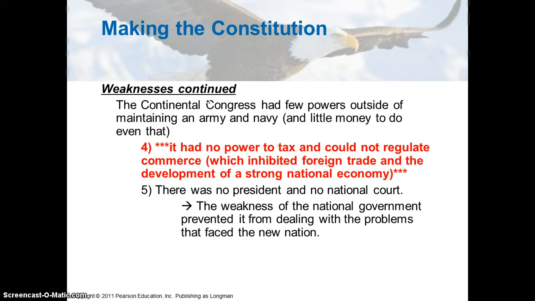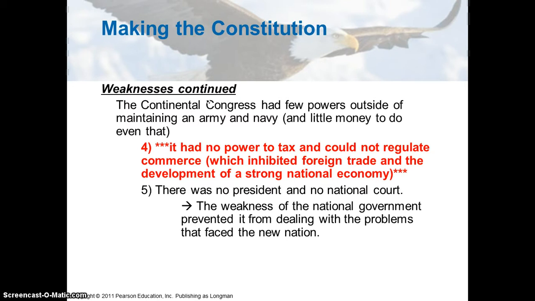Moving forward, other weaknesses. The Continental Congress is the name of the central legislative body under the Articles of Confederation. And a huge weakness, you can see at number 4 highlighted in red, is that they have no power to actually tax or regulate commerce. Regulating commerce results in tax. The big problem with this is they can't develop a strong national economy. If you can't develop a strong national economy, your central government doesn't have any power. Overall, your country is weak.